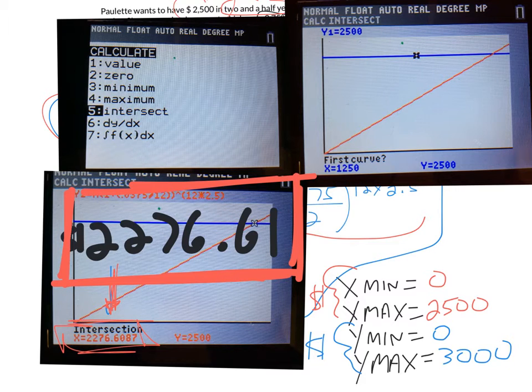Paulette wants to have $2,500 in 2.5 years to go on a cruise. She opens a bank account which pays 3.75% interest compounded monthly. How much should she deposit initially?